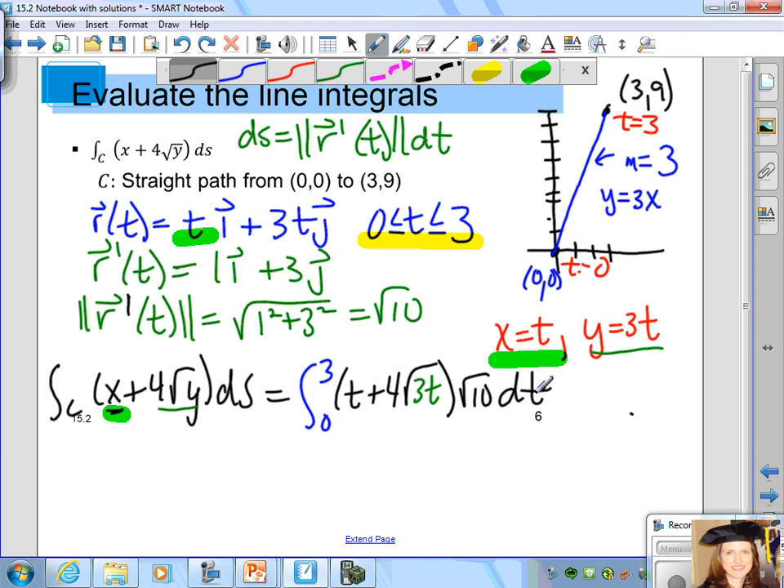So now we do have a single definite integral. You can bring that square root of 10 out in front. It is a basic integral. You can work this out, and you will find that when you evaluate it, you get 57 square root of 10 over 2.